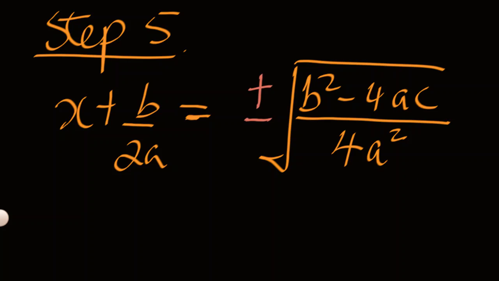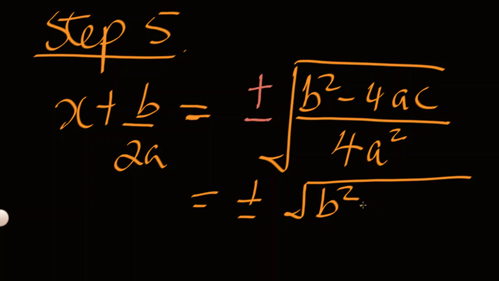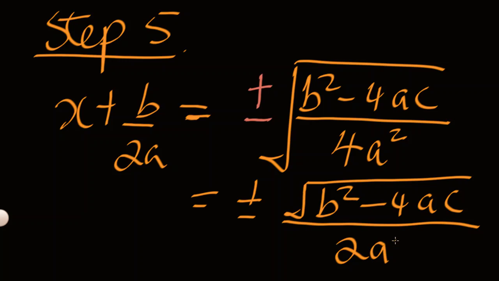In that case, we can rewrite this as plus or minus the root of b squared minus 4ac, all this over 2a, 2a being the square root of 4a squared. So we're done with step number 5. So x plus b over 2a equals this. This is step number 5. We're ready to move to step number 6.